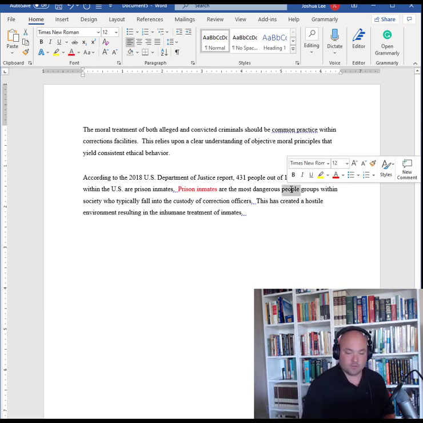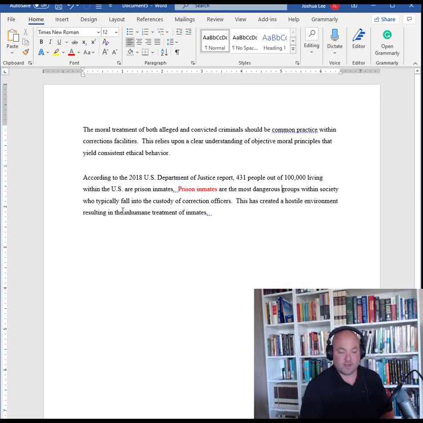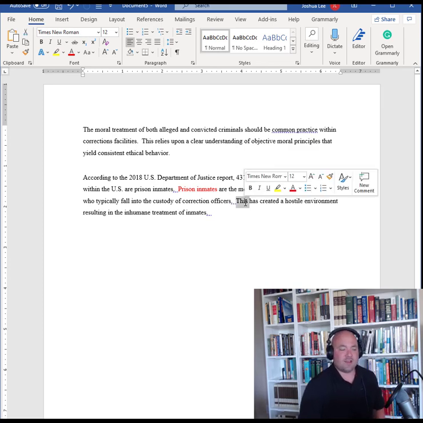You could put in "prison inmates" instead of "these are the most dangerous people groups." So what does "these" represent? It represents prison inmates. And look, you corrected it. The second one right here is "this." "This has created a hostile environment resulting in inhumane treatment of inmates." Well, what does "this" mean? That's another one that I can't really correct as a teacher, because I don't know what you are thinking as the author. That's why it's a little bit confusing.